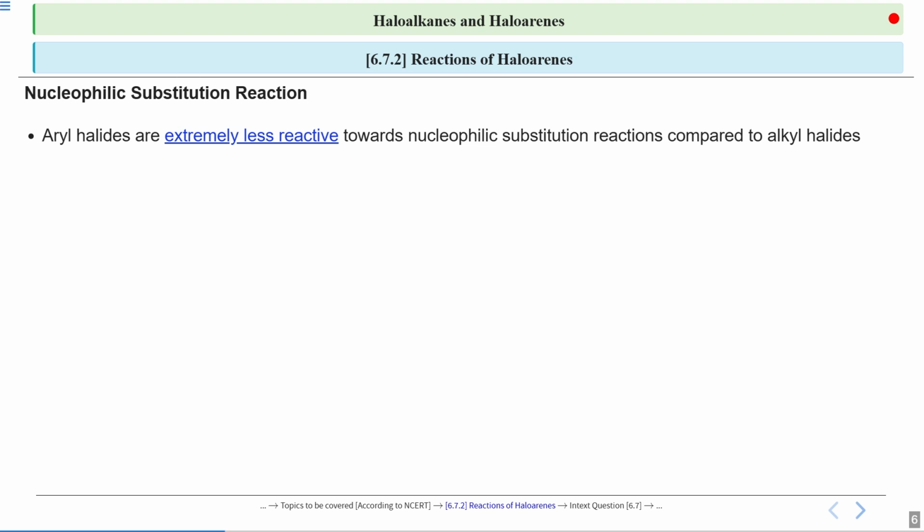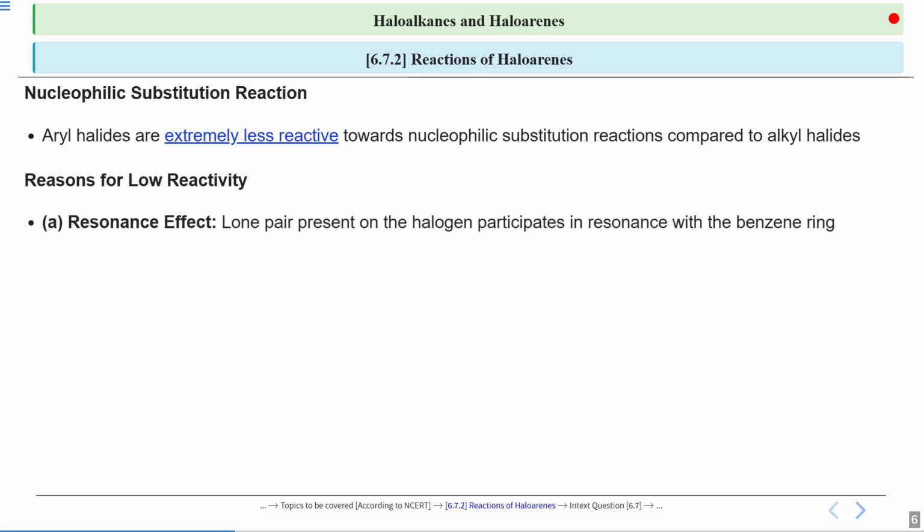We have some reasons why aryl halides show less reactivity towards nucleophilic substitution reaction. The reason for the low reactivity, first of all, is the resonance effect. As you all know, we are talking about aryl halides, which means the presence of a benzene ring, and the benzene ring has this resonance effect.